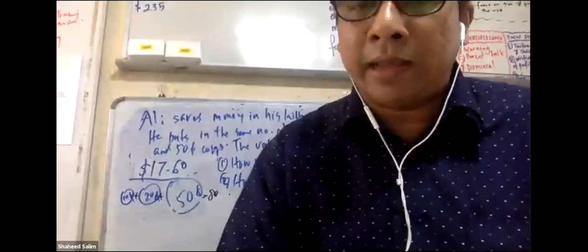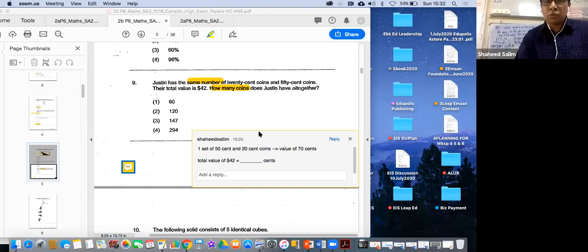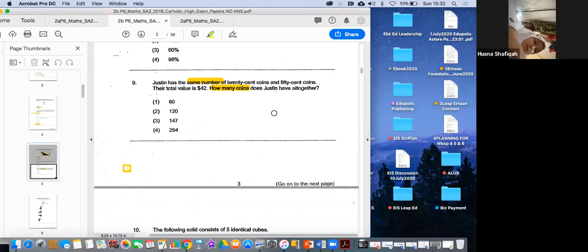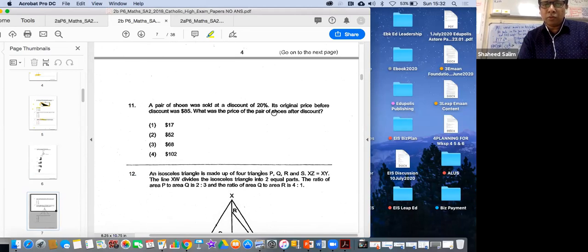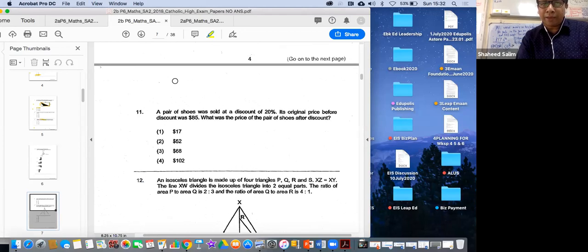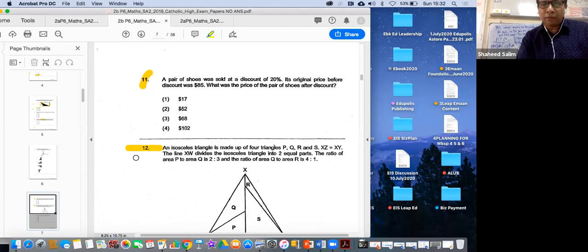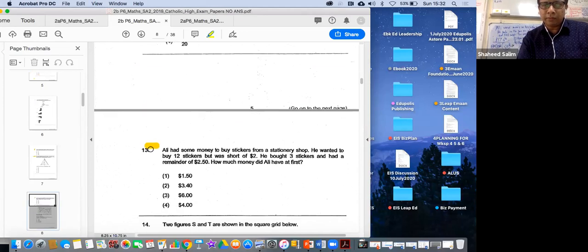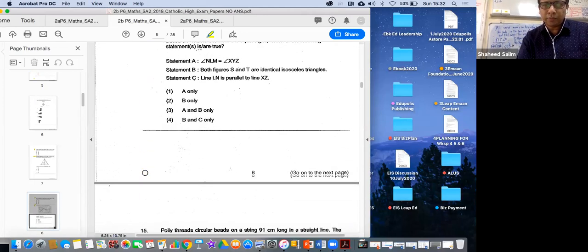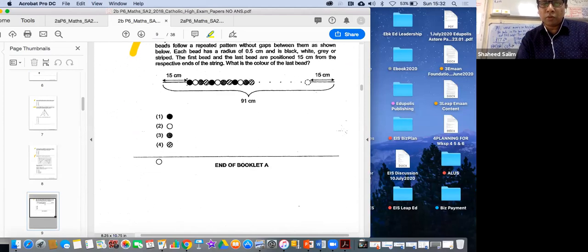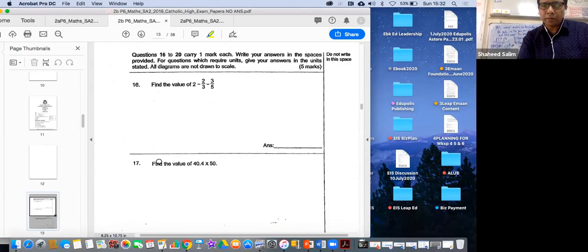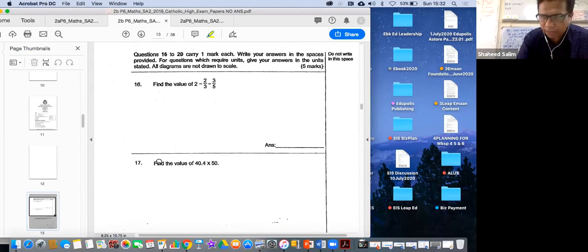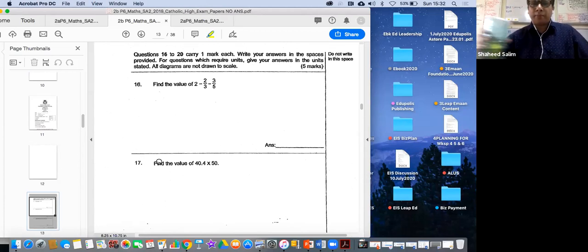Okay, in the other school paper, let's try. So this one now. Here we go. 10 we don't do. 11 first. 11, 12, 13, 14, 15. You do as homework. Okay. We'll go to the next paper. Booklet B. Okay, you can use calculator for this one. Cannot use calculator, not yet. This is still paper 1.